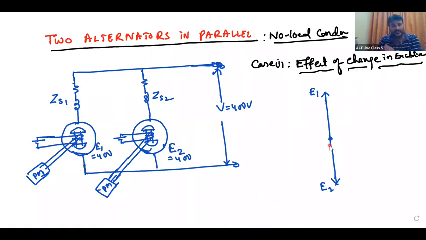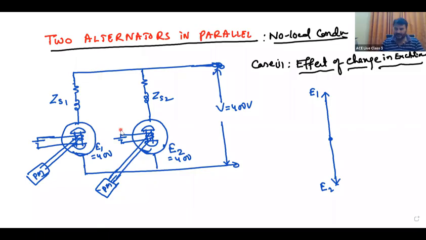With respect to the load circuit, both currents are aiding. This is also giving the current, this is also giving the current. Both are aiding, so I can take E1, E2 in the same phase. But with respect to the local circuit, I can take E1 and E2 in phase opposition. But either way, you will get the same conclusions.